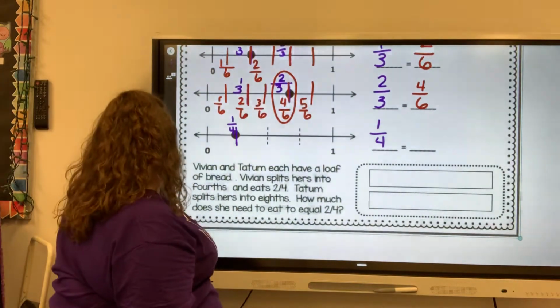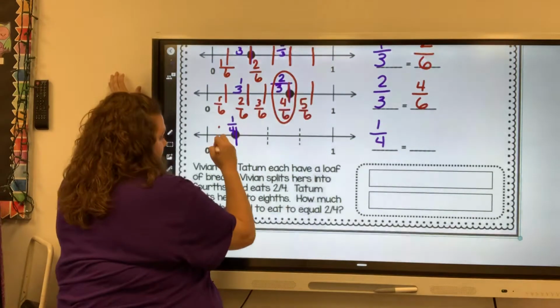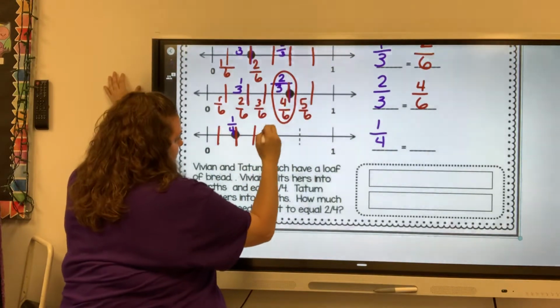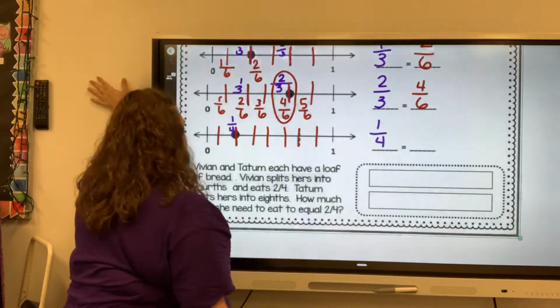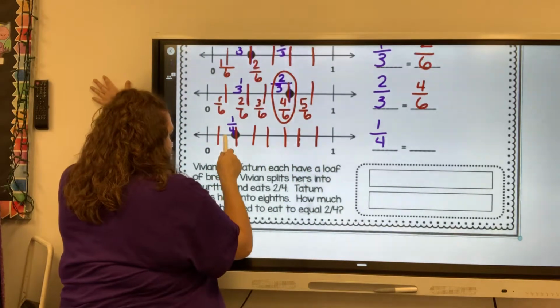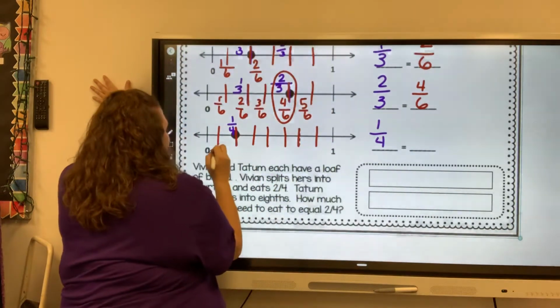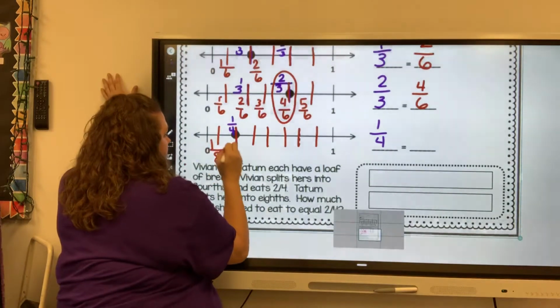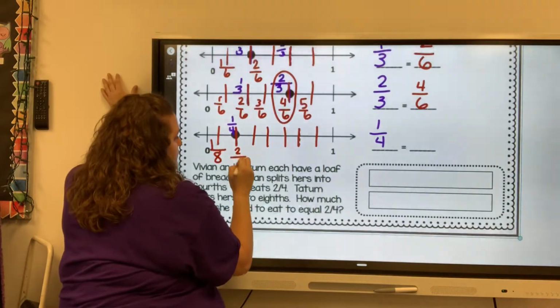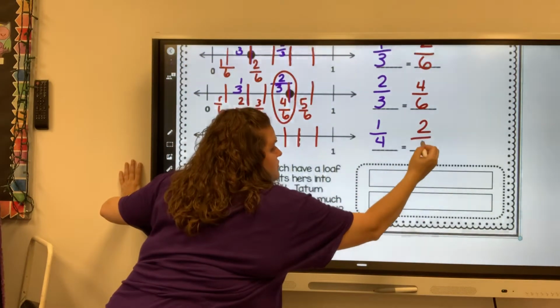So I'm going to go back through my red and divide each line into half. So half, and then the purple one, half, half, half, half, half, and then there's my last one. So this time I have 1, 2, 3, 4, 5, 6, 7, 8. I have 8s. I have 8 spaces. So this would be 1/8, and this would be 2/8. So 1/4 is equal to 2/8.